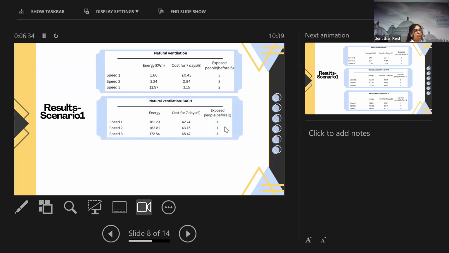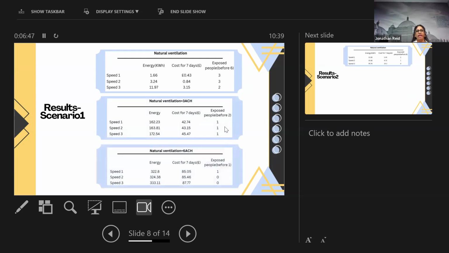When we moved to natural ventilation plus 3 ACH and an air cleaner in zone 5, without an air cleaner the exposed people were 2. With an air cleaner, it reduced to 1, 1, and 1 for all three different speeds. The cost required was quite high compared to the previous case of just natural ventilation. And when we add mechanical ventilation of 6 ACH, for speed 2 and speed 3 it reduced to 0. 6 ACH is actually what is recommended in a hospital.